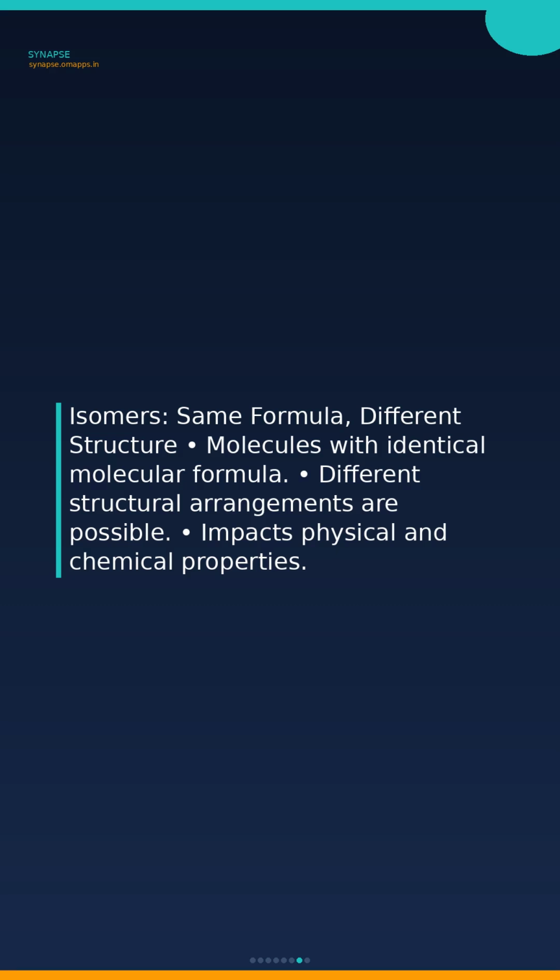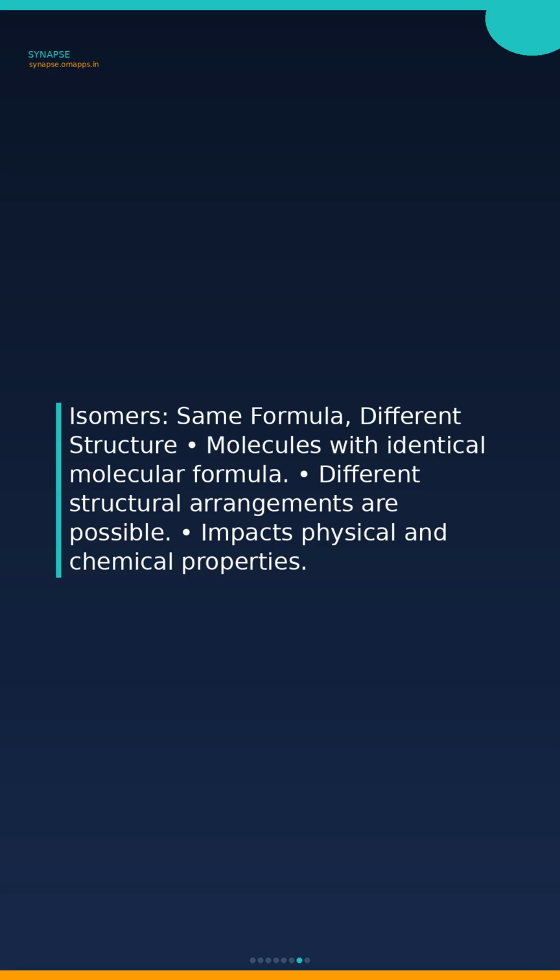Now, let's consider a real-world application, the production of plastics. Many plastics are polymers made from organic monomers like ethene and propene. Understanding the properties of these monomers and how they react is crucial in the plastics industry. Remember, this is a direct application of what you are learning.